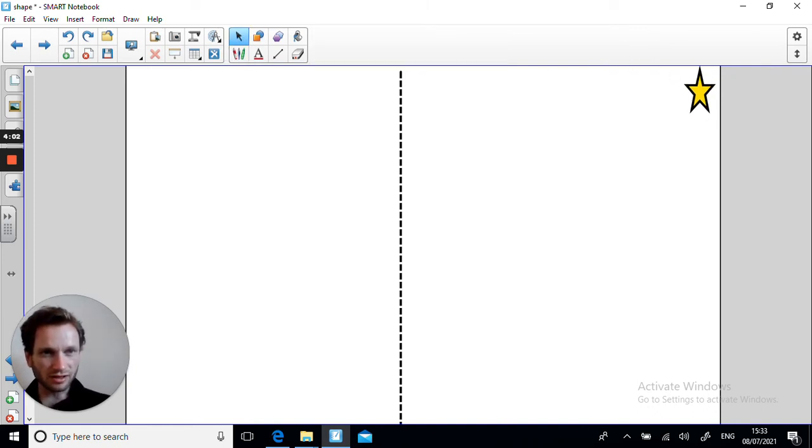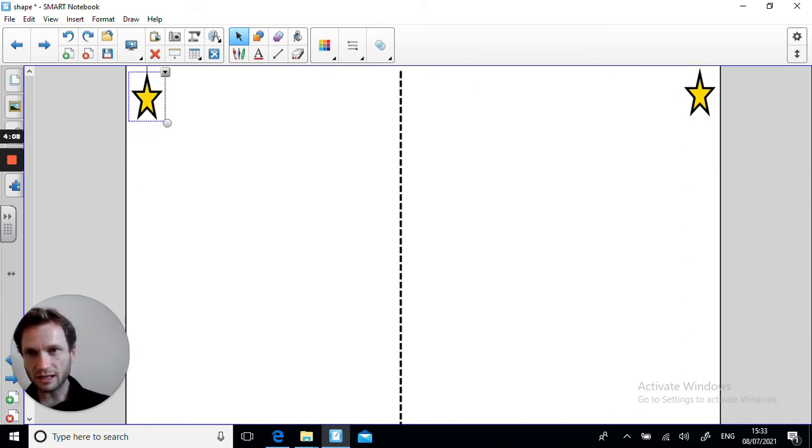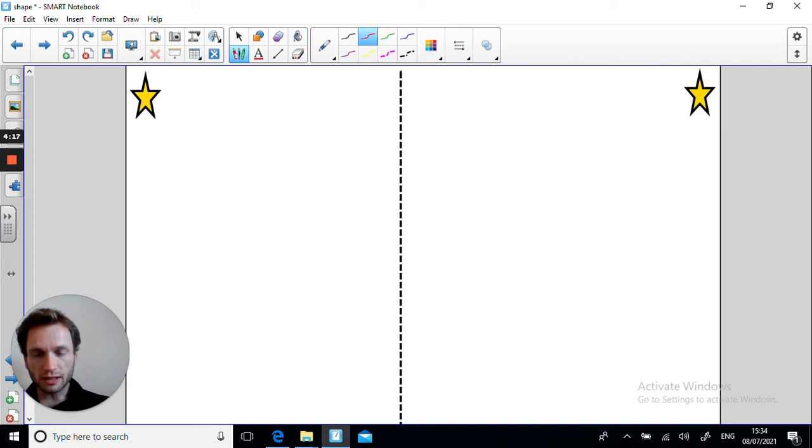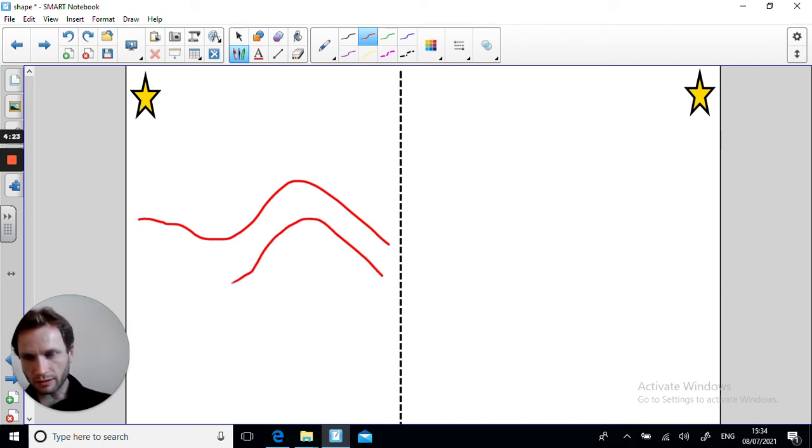Now, if I put a star in that corner of the paper, well, for this to be a symmetrical picture, I'm going to need to put it exactly the same place on the other side. Okay, so that is so far looking symmetrical. Maybe now I just want to do a nice red squiggle. Oh, that's bigger than I was expecting. Maybe another nice red squiggle.